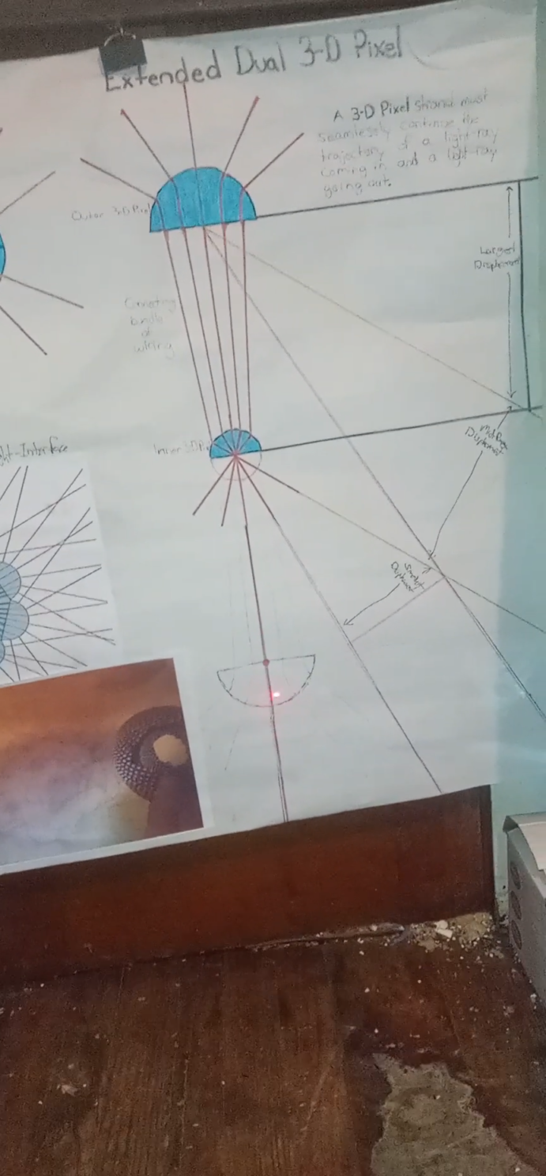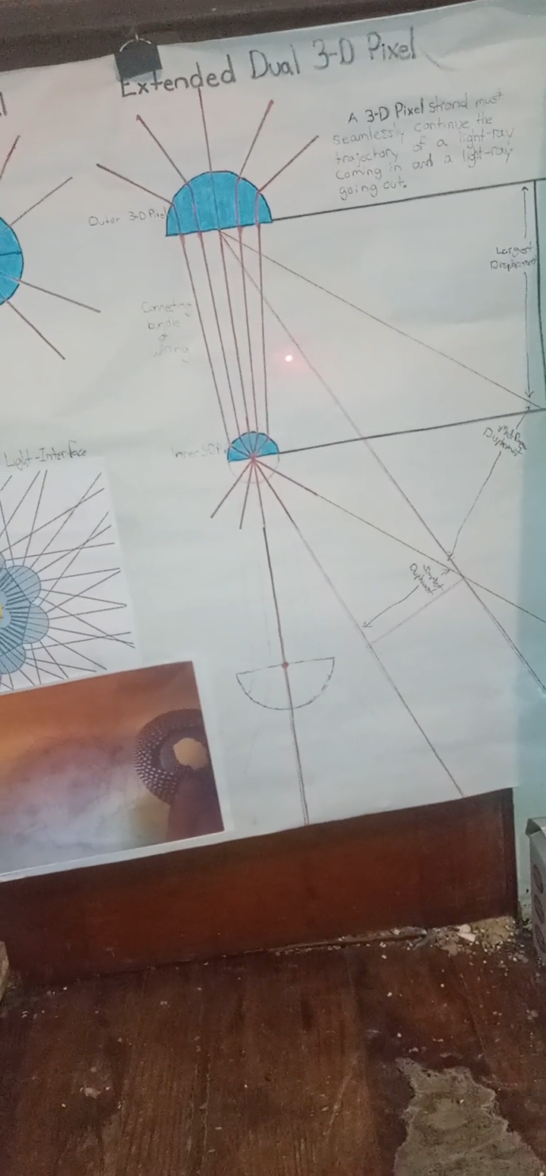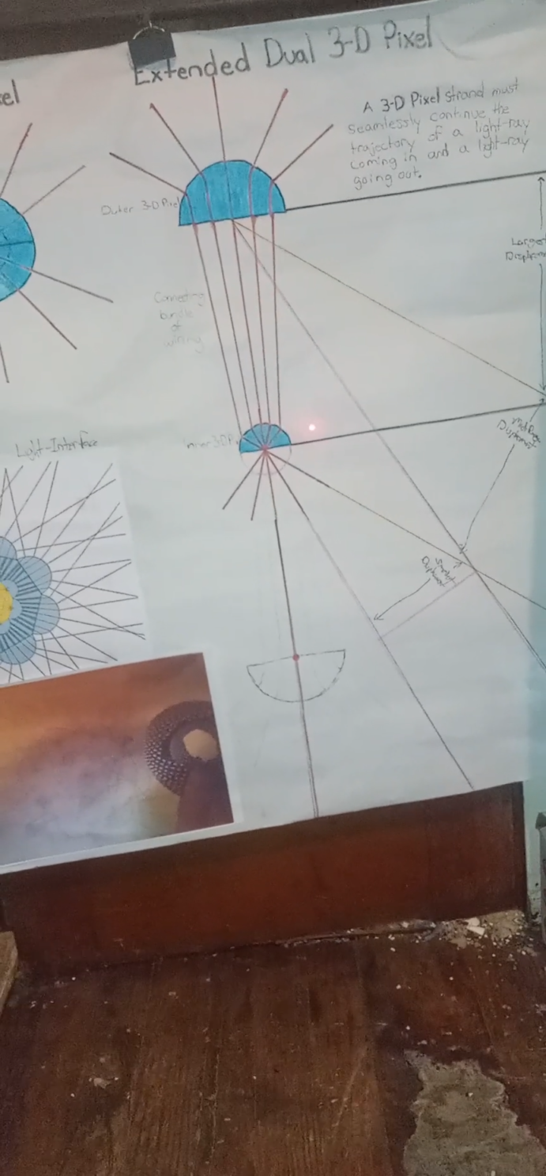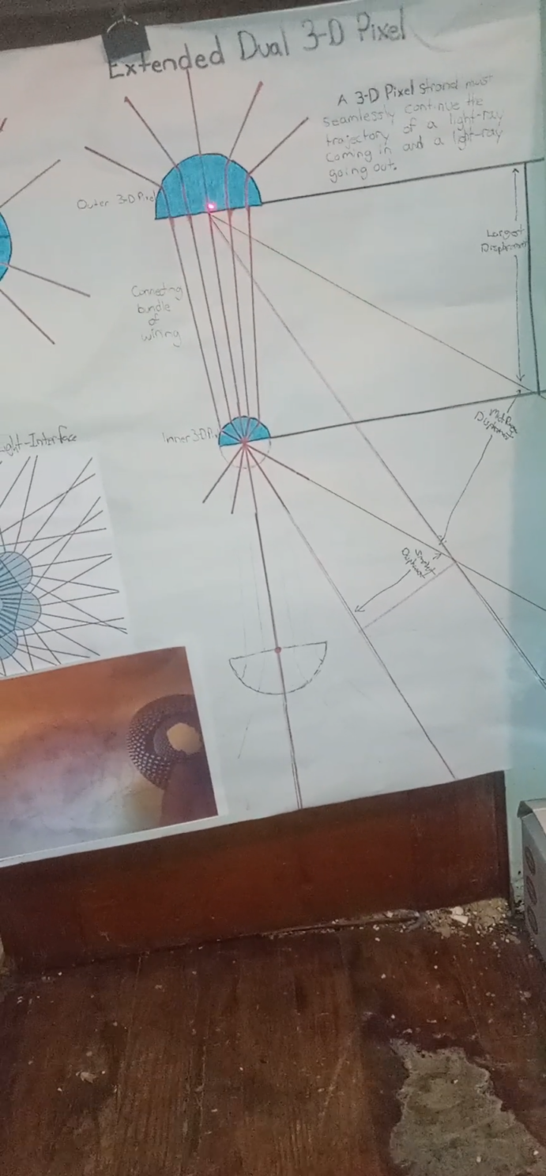This is where I'm getting to the heart of it. Zero displacement. The light coming in equals the light going out in the same direction. But the distance from the top of the 3D pixel to its counterpart, inner 3D pixel, there is a larger displacement. If light was coming in this way, it would be the largest displacement, and it would have to go out this way.